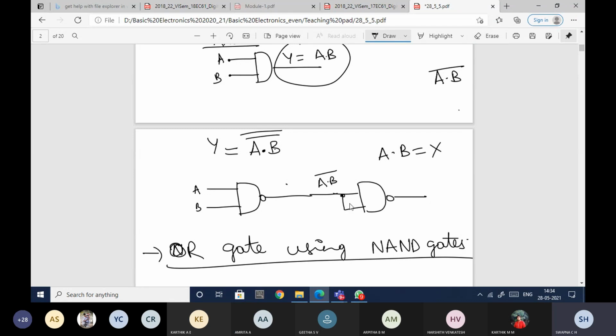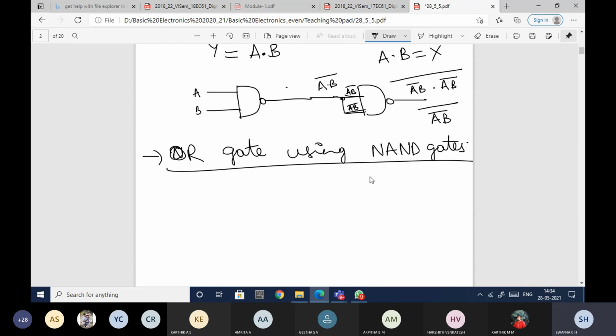It is nothing but here also it is AB bar, and here also it is AB bar, and it is given to the NAND gate. So AB bar dot AB bar, this input and this input whole bar. We get AB bar and AB bar, repeated twice, so I can write it only once: AB bar whole bar, that's it. Okay, now we'll go with the OR gate using NAND gate.